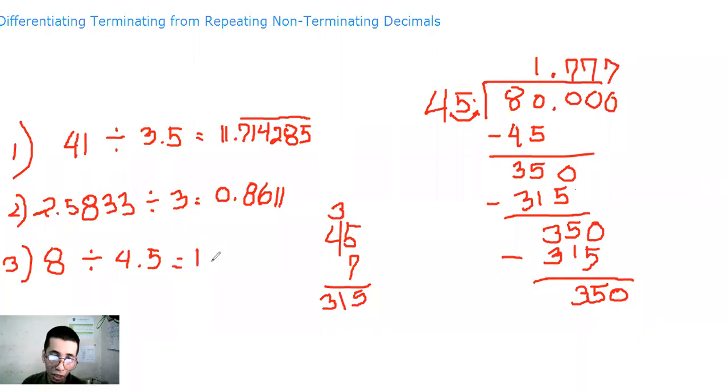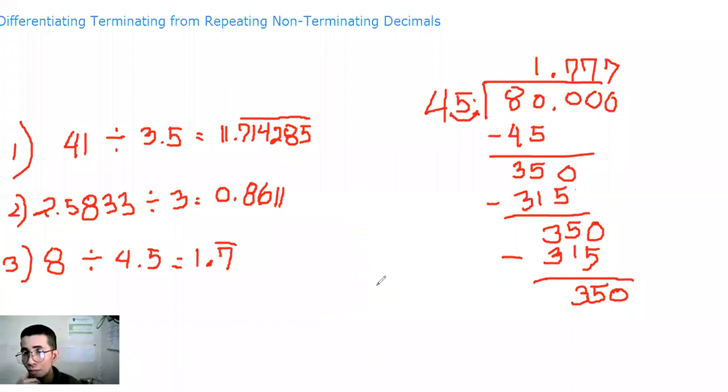So, magiging sagot natin is 1.7. And we have a bar on the number 7. Okay? Dahil si number 7 naman yung ating paulit-ulit na number or repeating decimals. So, we have now 1.7 na may bar. So, that will be our final answer.